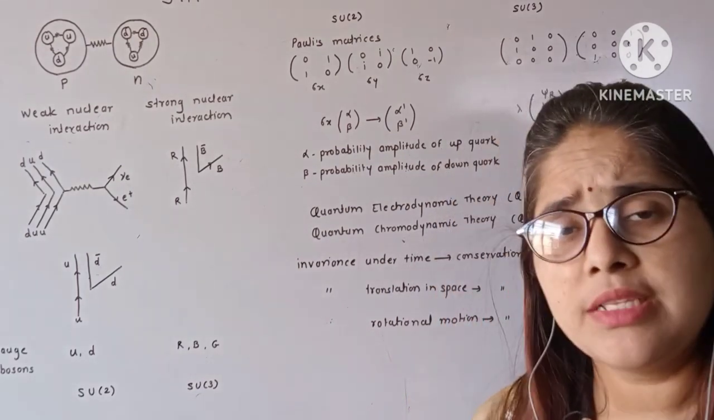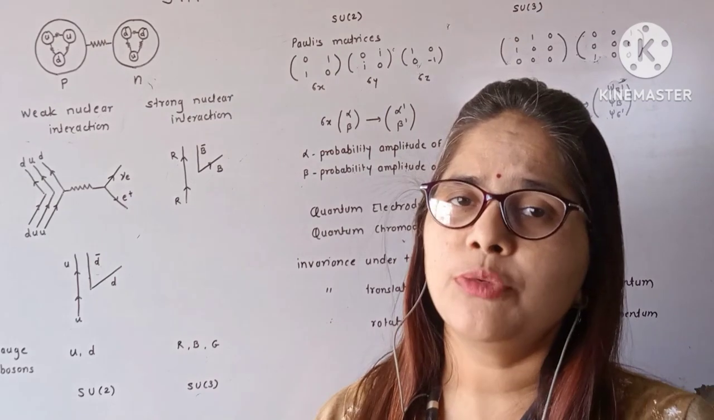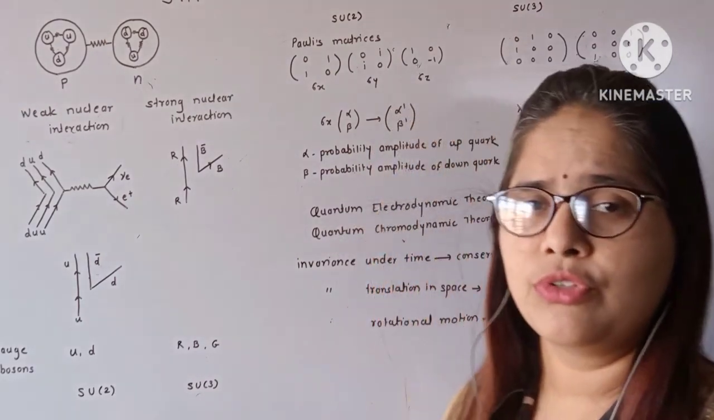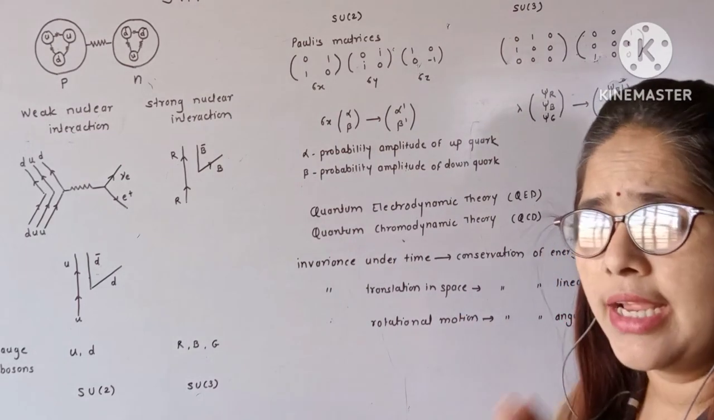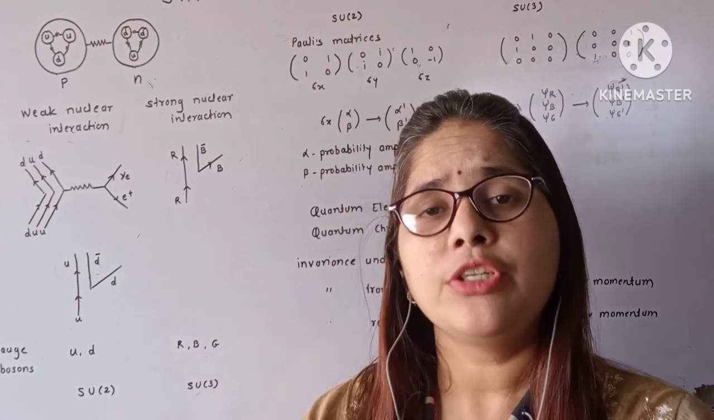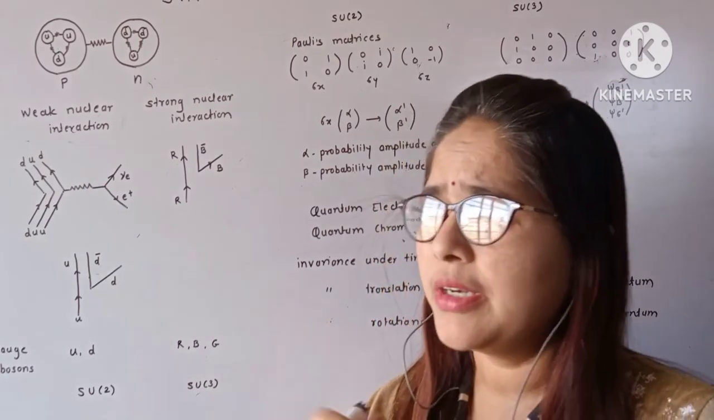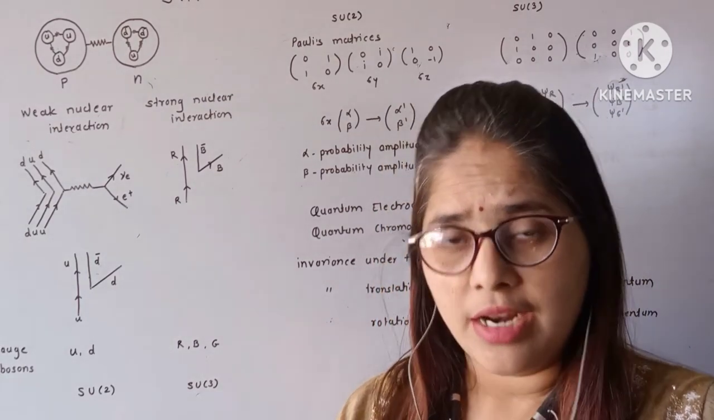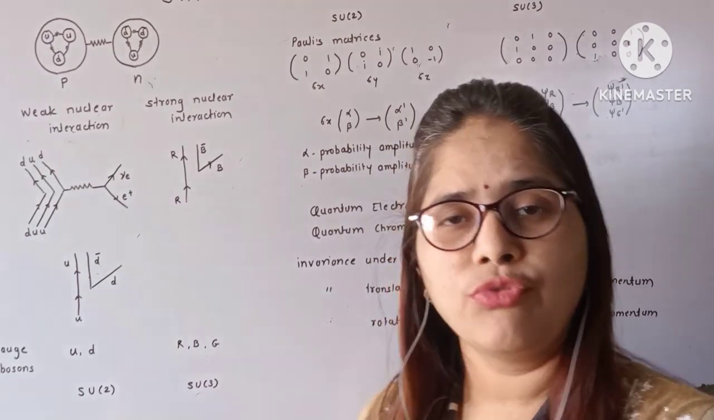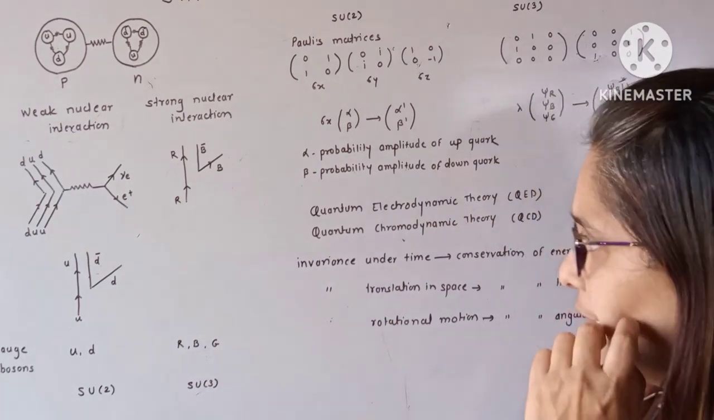If that system remains unchanged under translational motion in space, then that will definitely follow the law of conservation of linear momentum. And if the system remains unchanged in rotational motion, if it remains invariant under rotational motion, then it is supposed to follow the law of conservation of angular momentum.